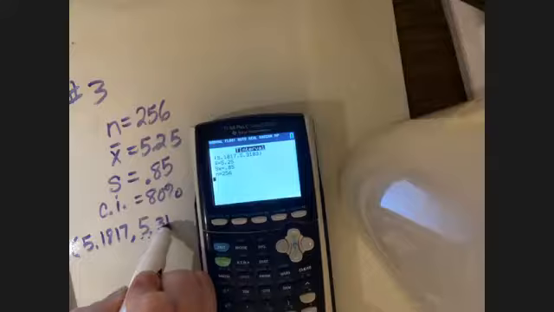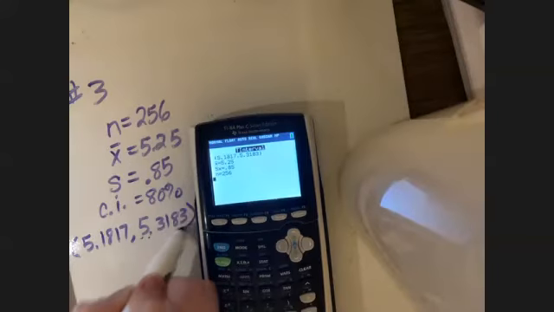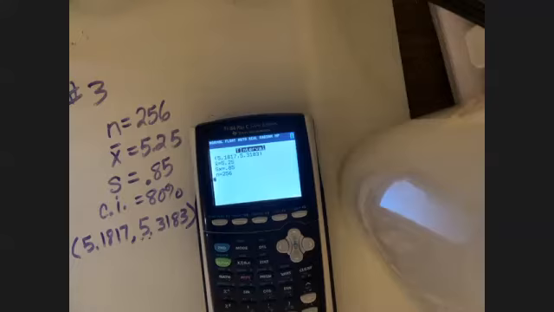5.1817 to 5.3183. Okay. Okay. So there is now our confidence interval for that.